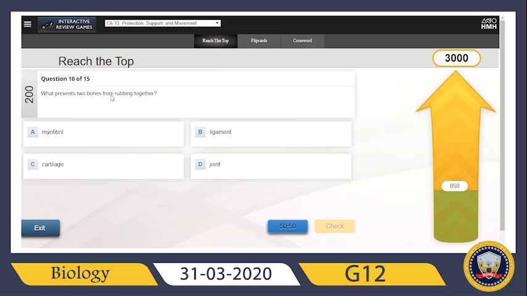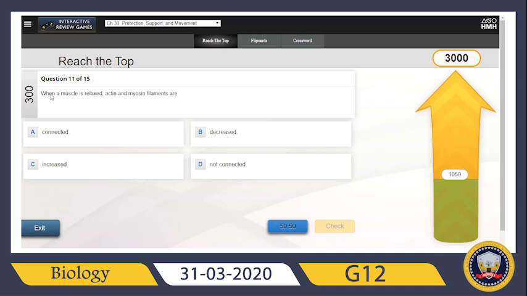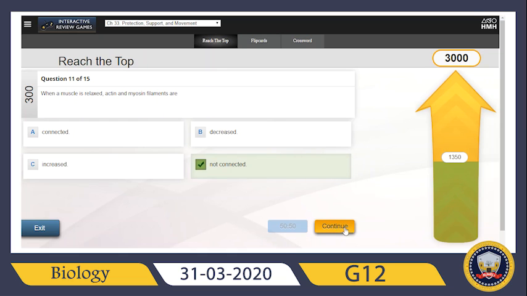What prevents two bones from rubbing together? Is it myofibril, ligament, cartilage, joint? It's easy, cartilage. Correct. When a muscle is relaxed, actin and myosin filaments are connected, decreased, increased, not connected. Let's try not connected. Exactly.